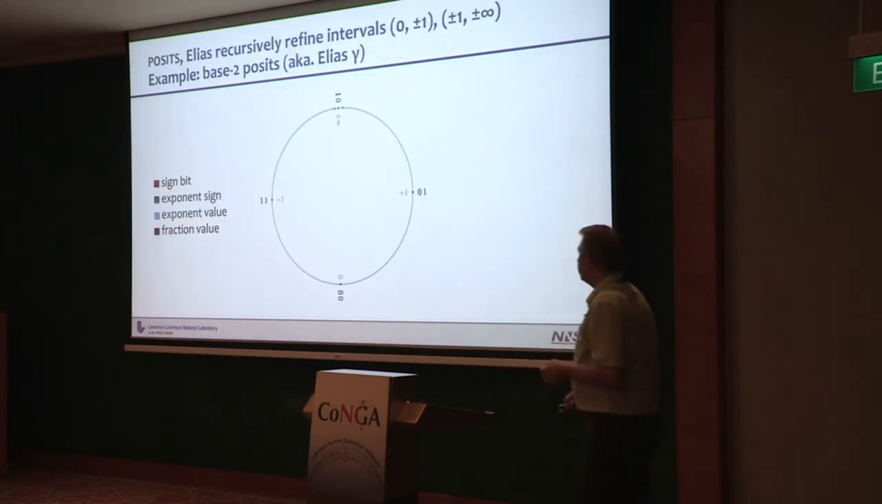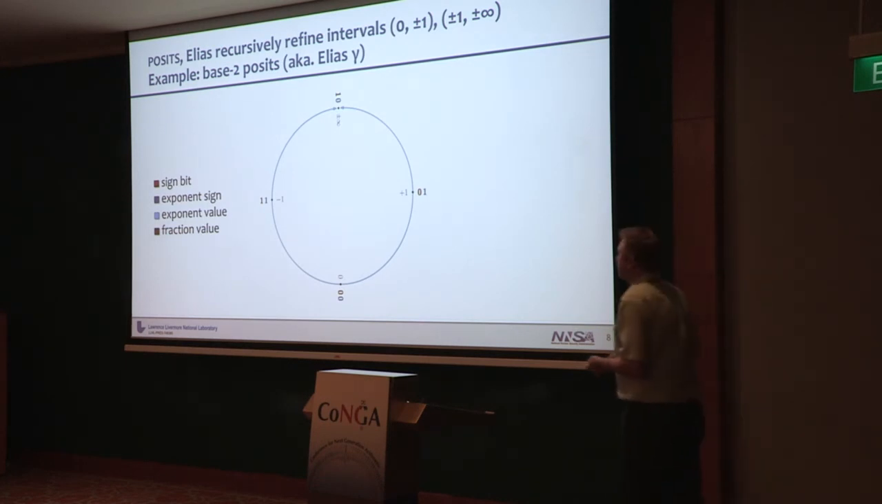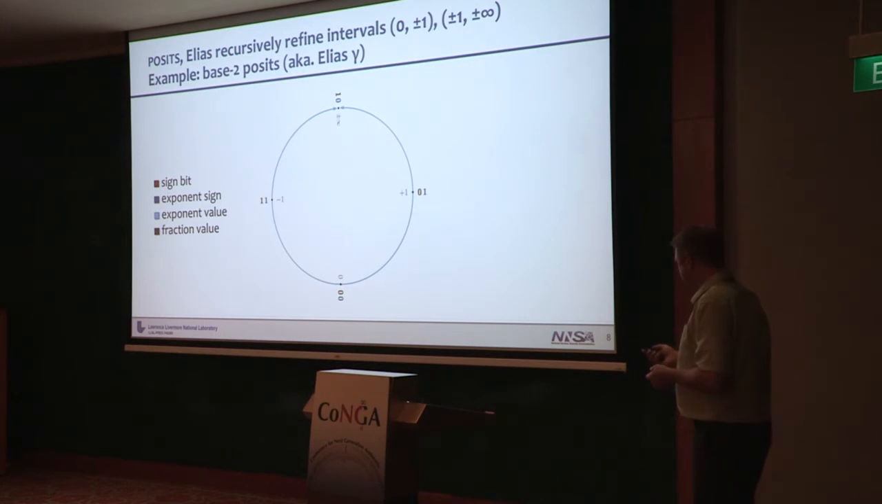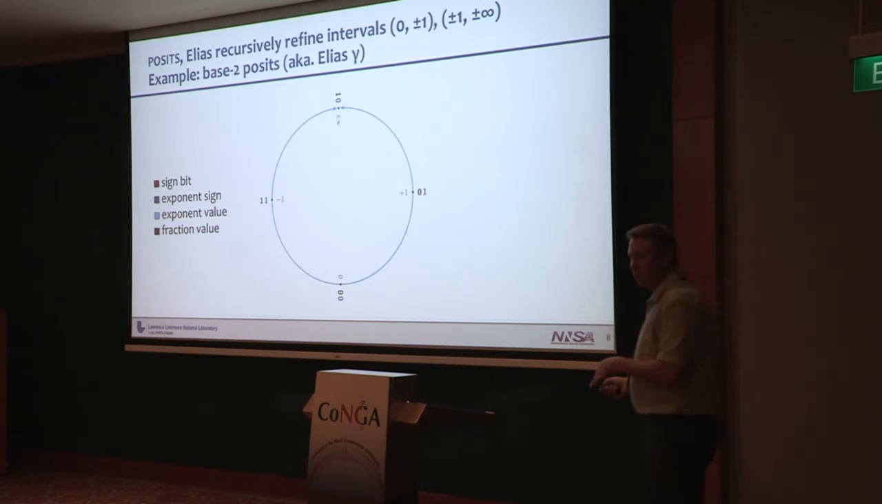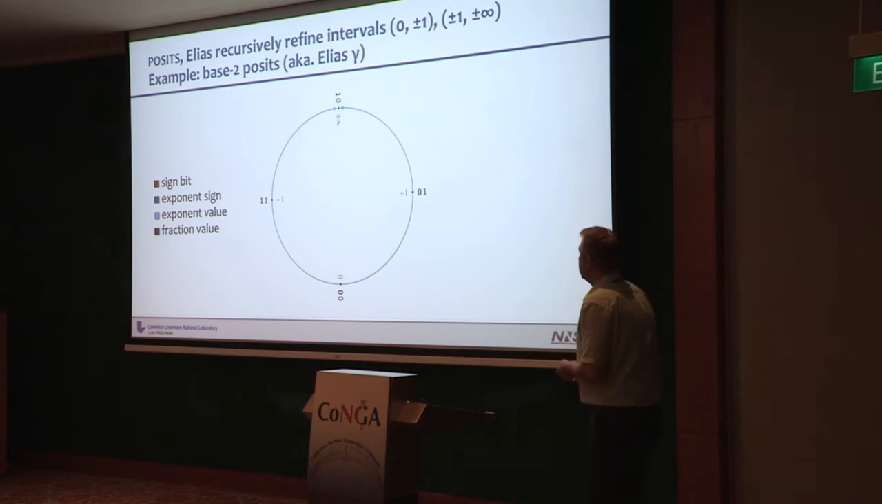Now, this is better visualized, as John introduced, in terms of representing the projective reals. So we take our real line and we wrap it around to a circle, like so. And we have 4 very special values: 0, plus and minus 1, and plus and minus infinity. You don't have minus infinity and positive infinity, but you have that represented as the single point at infinity.